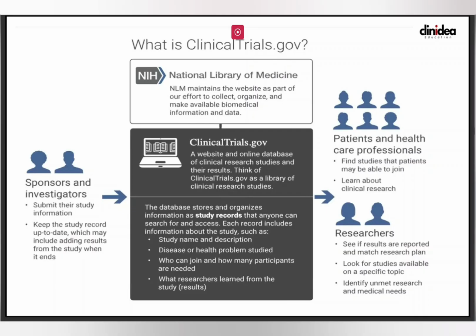Then at the center of the flowchart is clinicaltrials.gov, which acts as the main platform that connects all the stakeholders. It's a website and online database for clinical research studies. It is like a digital library where clinical trials and their results are stored. Anyone can visit this library to look at what the study was about and what the results were. Clinicaltrials.gov also organizes data into study records, and each record contains complete trial information that is very searchable by the public, so they can easily search and see what all is completed.